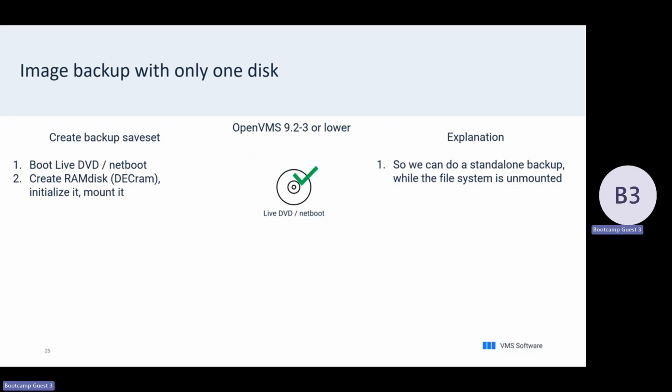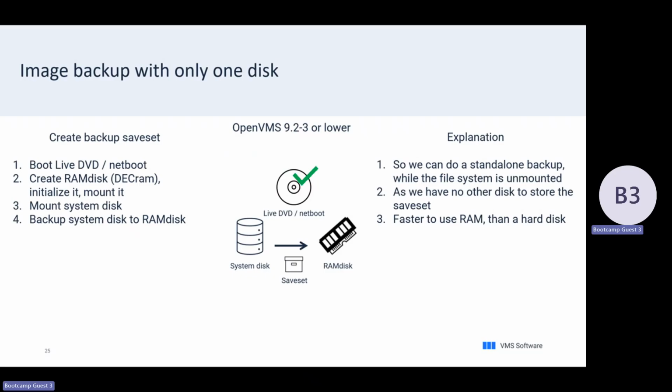So you're not getting any kind of issues because your system is still running and still doing something, and then you're messing up your entire backup. Then you mount your system disk. You back up your system disk to the RAM disk, and then it's fast. You could theoretically back up your system disk straight to your system disk as a save set, but we found that this way is faster and it is still safer to back it up to a different disk than the disk you're backing up.